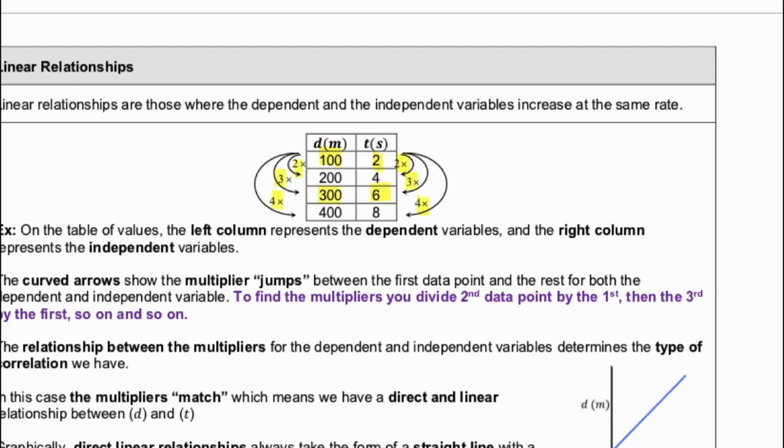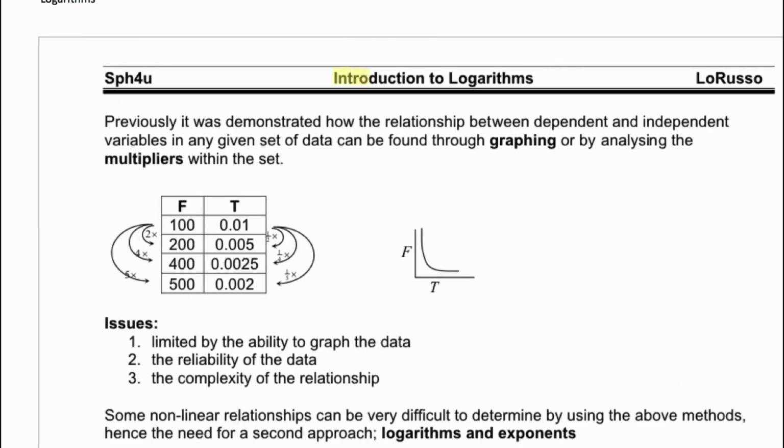The obvious flaw with this technique is really based on the quality of the data itself. Experimental data always will have error in it. And because it has error, these multipliers will sometimes not be perfectly aligned. So then there's a bit of guesswork. We have a much more robust technique now that takes the guesswork out of it. But to do it, we have to know a little bit about something called logarithms.